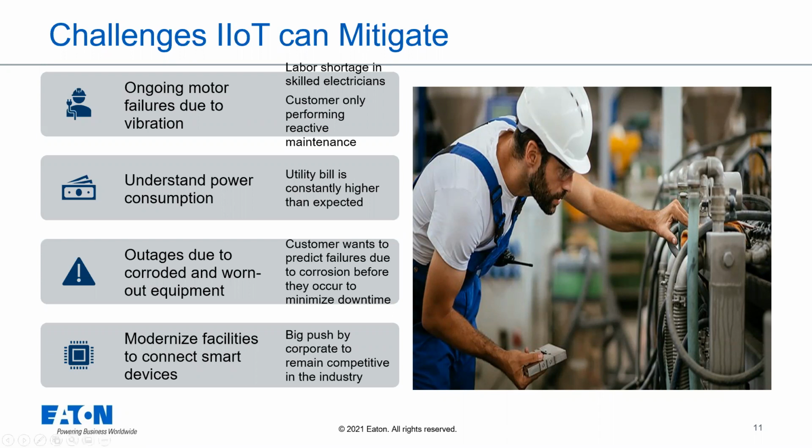And one thing about the issues organizations have is they have three types of pain: latent pains, current pains, and vision pains. Latent pain could be a problem the customer does not know they have, or they know they have it, they've just gotten used to it, right? So, ongoing motor failures due to vibration.